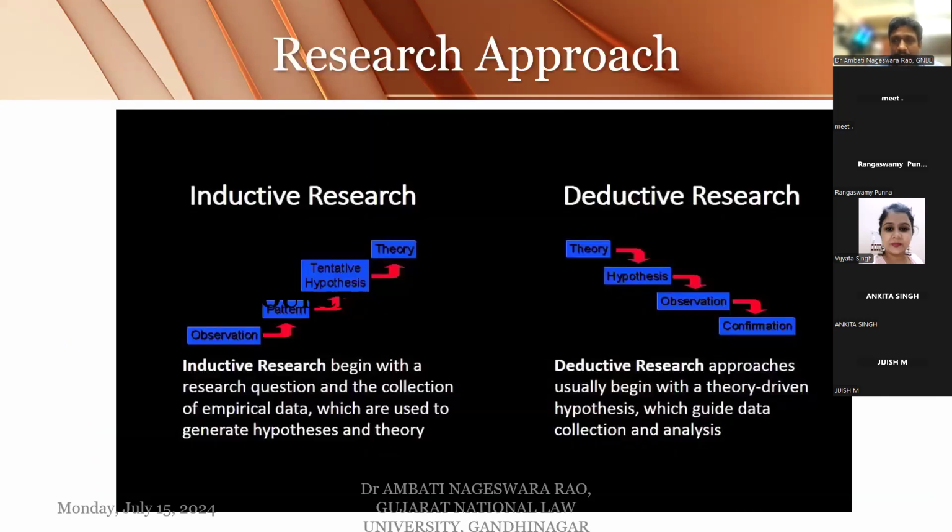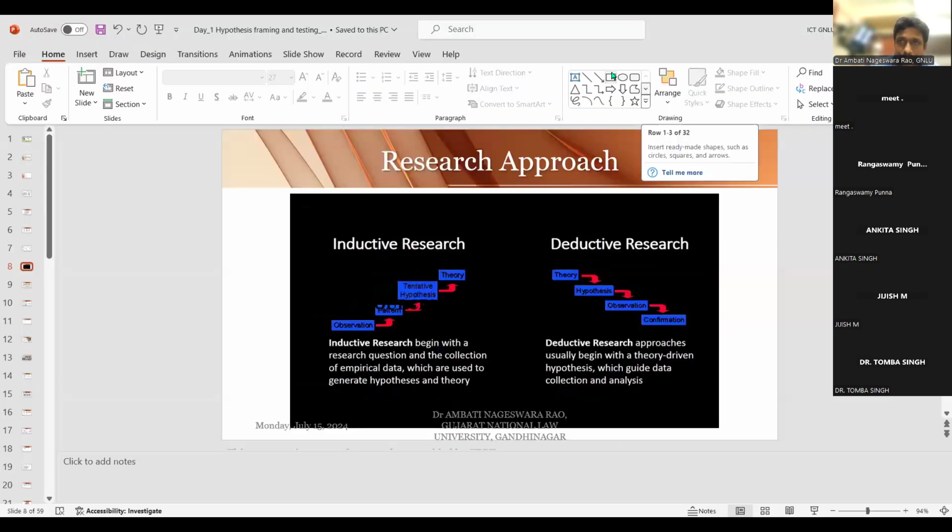So what I want to say here is that as a researcher, the main objective of conducting research is whether you want to test a theory or develop a theory, or it can be a combination of both. I'm not able to see any of the participants here.